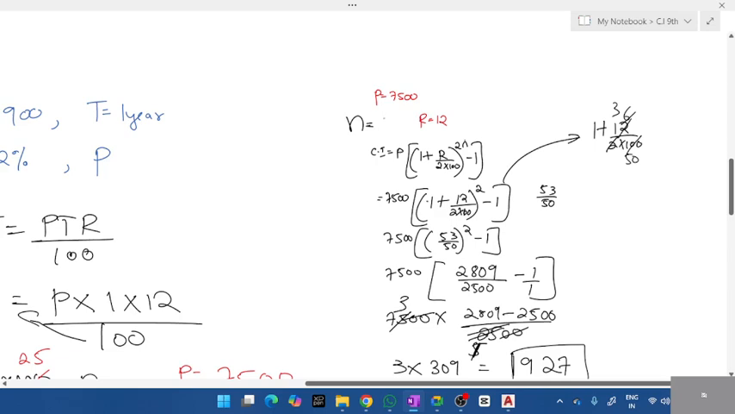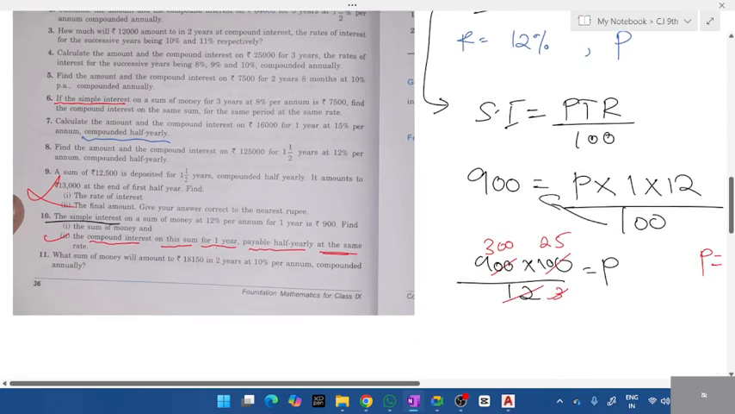If they give 2 years, we take n as 2. So here it would become whole power 2 into 2. What will you write? Whole power 2 or 4? 4. Yeah, 2 into 2 is 4. That's it. Okay, enough.